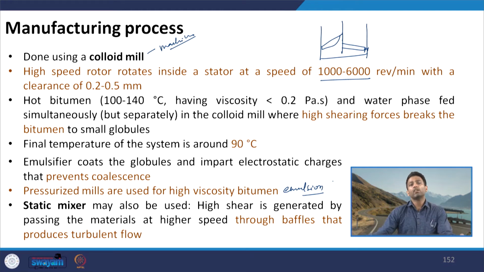What happens in a static mixer is that nothing is moving, everything is static. So this entire system of materials, that is bitumen and the aqueous medium, are passed at very high speed through baffles that produce turbulent flow. So we have some form of baffles. When these materials are sent to these baffles, they produce a turbulent flow, and because of the turbulent flow, the bitumen particles get sheared and they are broken into small globules.